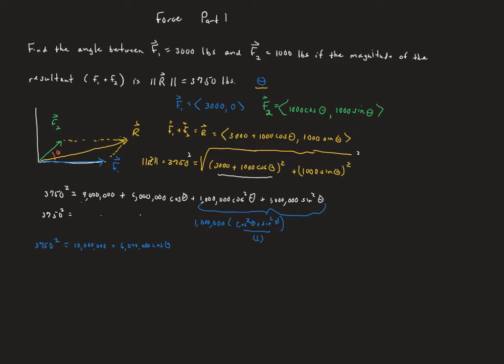3,750 squared. So solving this for theta, all of this is going to go on our calculator here shortly. 3750 squared. We're going to subtract off the 10 million. That's going to get us to 6 million cosine theta. We will divide by the 6 million. And so we'll get 3750 squared minus 10 million, all divided by 6 million.